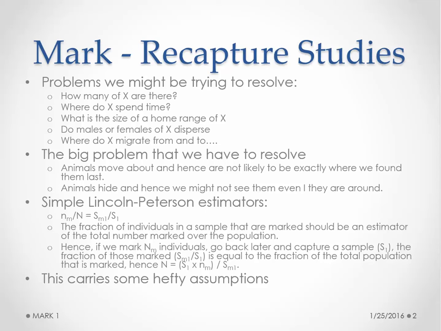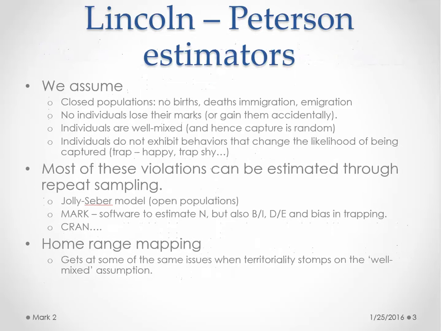And so if we mark 10 individuals and go back later and capture a sample of 20 individuals, and 2 of those 20 individuals, or 10%, are marked, then we presume that we have marked 10% of the original population, and that we could estimate the total population size of that population.